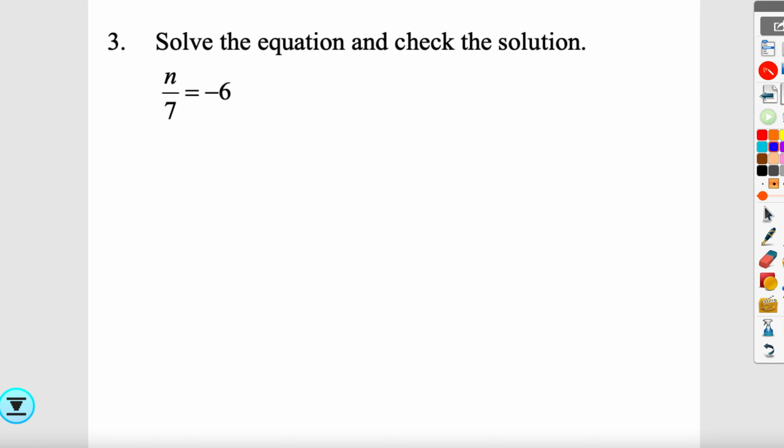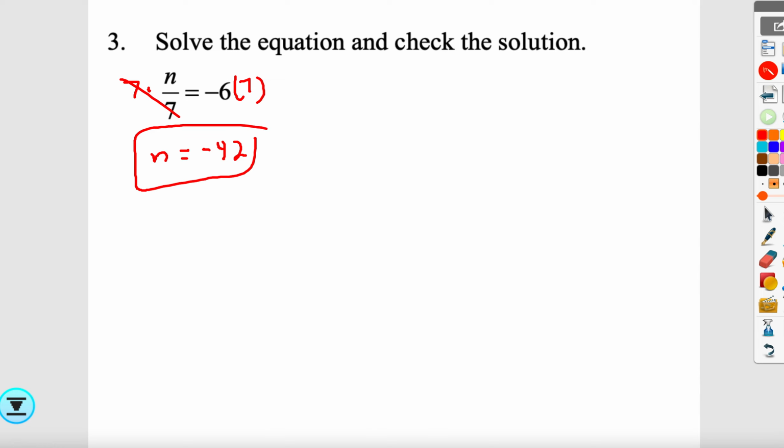Number 3. Solve the equation and check the solution. So we have n over 7 equals negative 6. The opposite of dividing 7 is multiplying 7. So these cancel out. So then we get n equals negative 42. And we're done. It's a one-step equation.